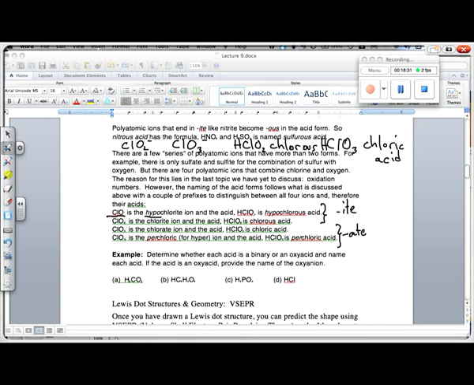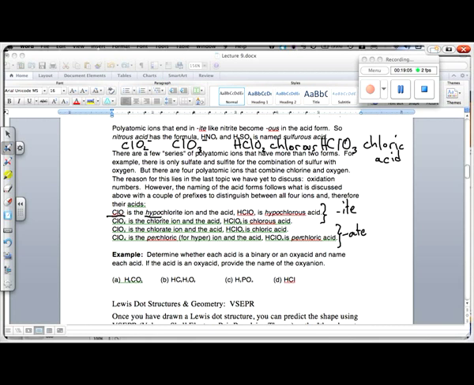But because we have a couple of extras in the series, we have to put on a prefix for the additional ones. So the one that has less oxygens than chlorite becomes hypochlorite and hypochlorous. The chlorite ion, ClO2, ite becomes ous. Ate becomes ic. But then the one that's one more, with one more oxygen, instead of saying hyperchloric, we say perchloric. And therefore the ic becomes an ate again.